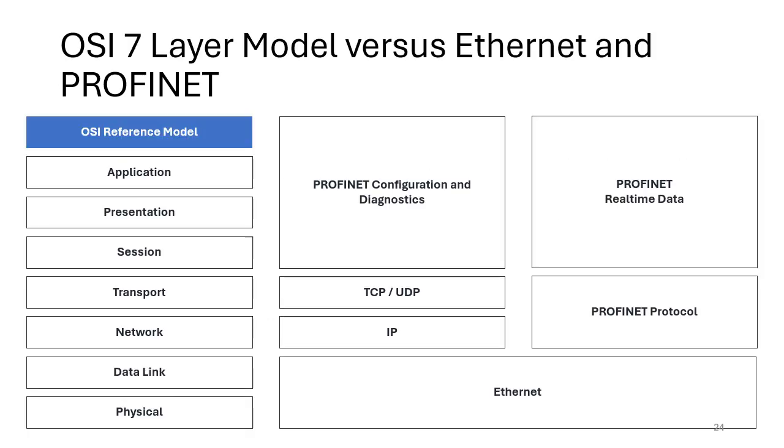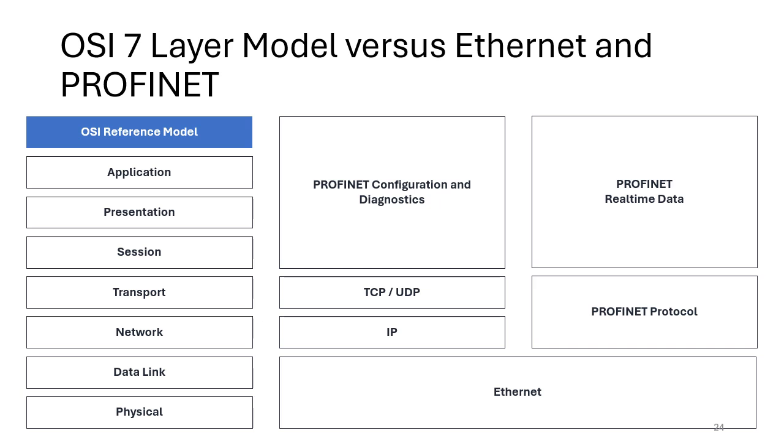So how does PROFINET compare to the OSI 7 layer model? Well, again, you've normally got Ethernet at the bottom, and it will run over Wi-Fi, but normally you'd be using a copper cable, possibly a fiber cable. So you can see you've got Ethernet at the bottom layer with the physical and the data link. And then for the configuration and diagnostics, you've got TCP/IP and UDP and IP. So IP is used at the network layer. With TCP for configuration and diagnostics, UDP can be used for fault messages and asynchronous messaging.